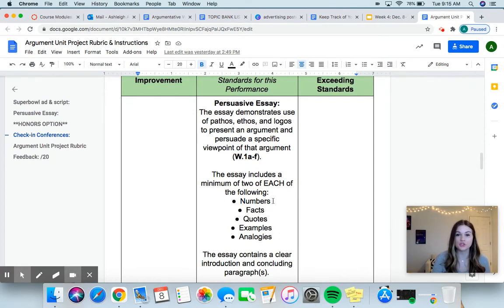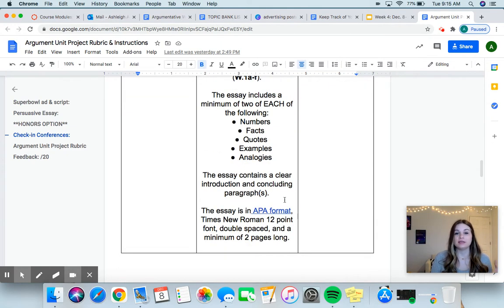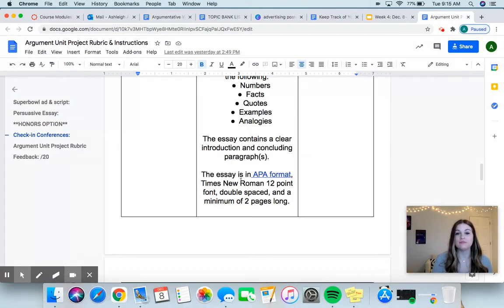2 of each. You need 2 evidence that involve numbers, 2 that involve facts. You need 2 quotes, 2 examples, and 2 analogies. The essay has to have a clear introduction and concluding paragraph. And the format is going to be APA. If you click this link, it'll bring you to a website that'll give you information about that format. Times New Roman, 12-point font, double spaced, and a minimum of 2 pages long.